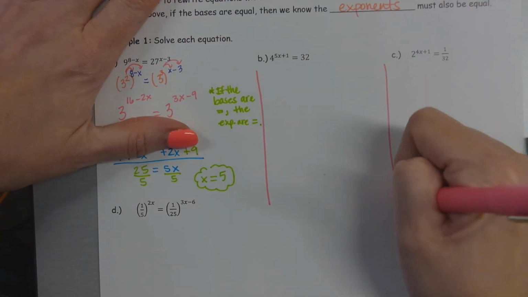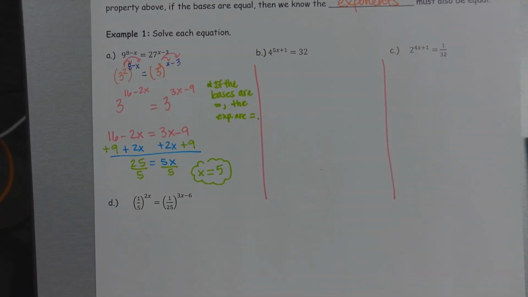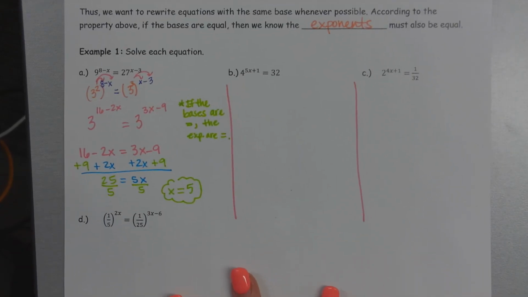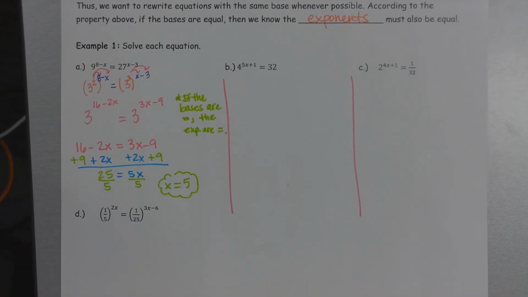All right, so I want you guys to try that. I want you to try to rewrite each side with a power of 2. Okay, I'll come around in case you need some help getting started with that. And I will tell you for part B, if your answer is a fraction, we're doing something right.